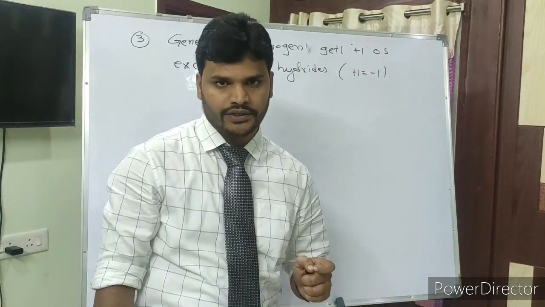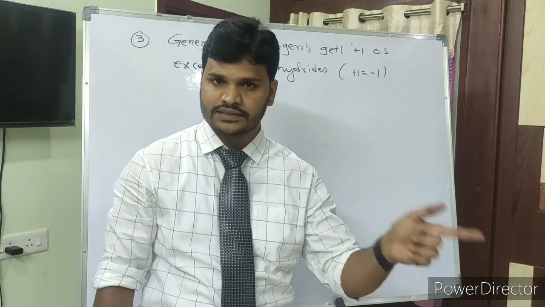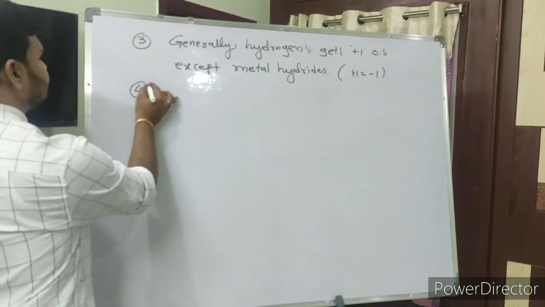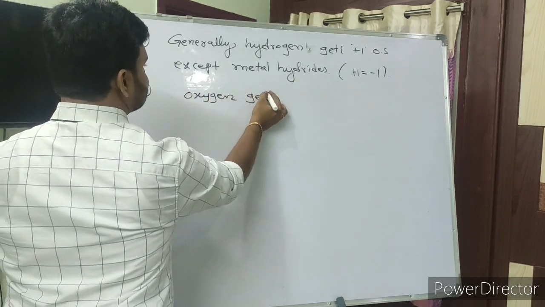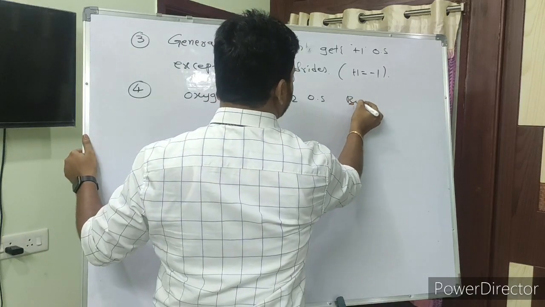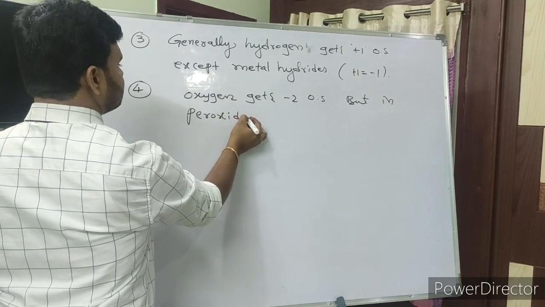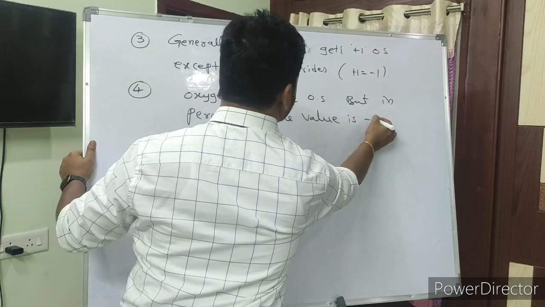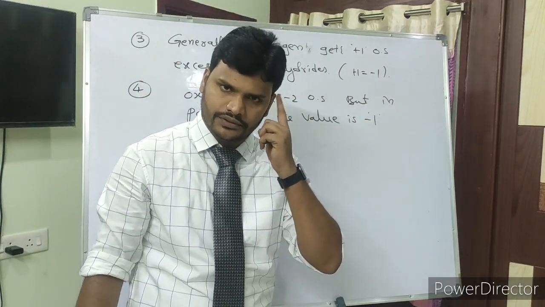Next very important point: generally oxygen gets minus 2 oxidation state, but in peroxides, the oxidation state is minus 1. This is also one of the important key points. All these points are very important. You need to keep them in mind.